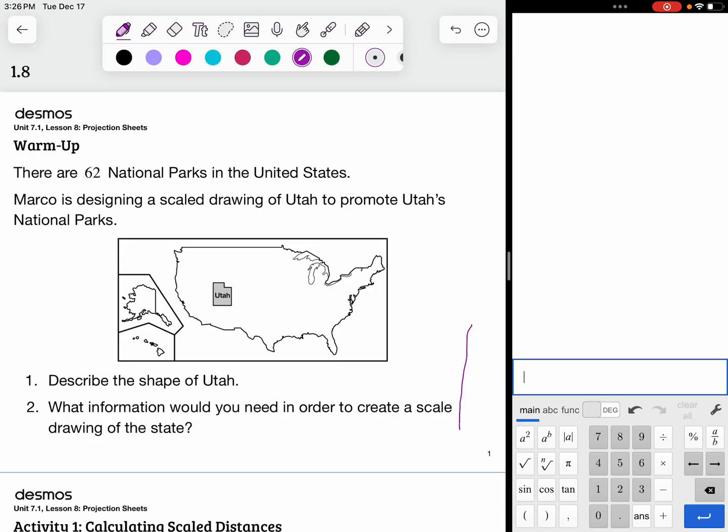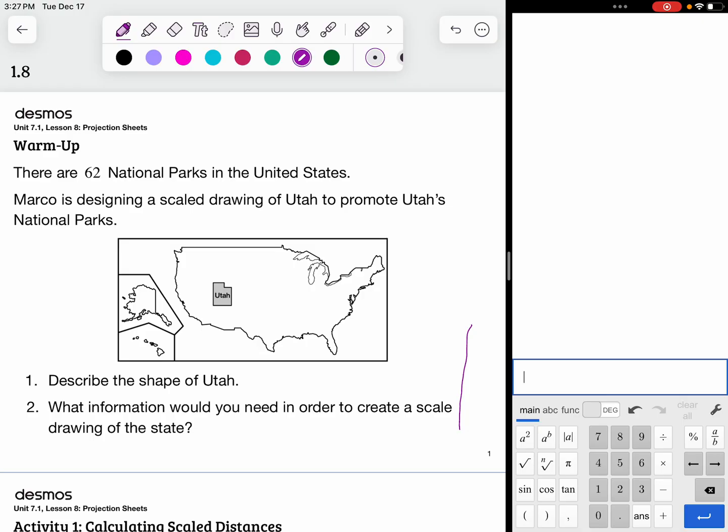All right, let's start with our warm-up. It says there are 62 national parks in the United States. Marco is designing a scaled drawing of Utah to promote Utah's national parks. I want you to just take a second and think about what you think the shape of Utah looks like. Well, to me, Utah looks like a rectangle with a piece missing out of the upper right-hand corner.